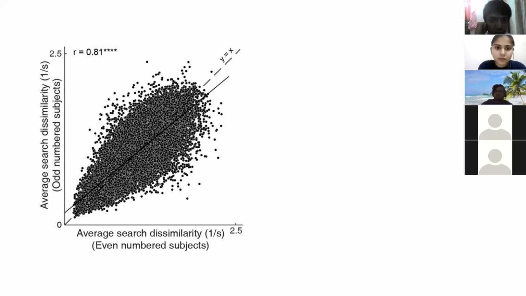On the x-axis is the average search dissimilarity measured on even numbered subjects, and on the y-axis is the average search dissimilarity measured on the odd numbered subjects. And we see they are highly correlated. The correlation is around 0.81. So we have a consistent measurement of dissimilarity across subject groups here.